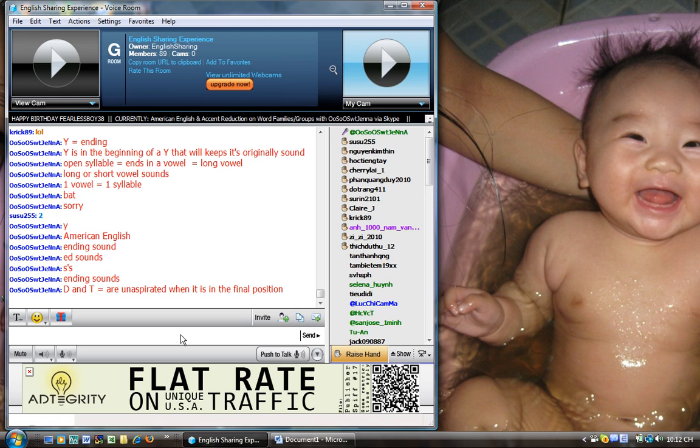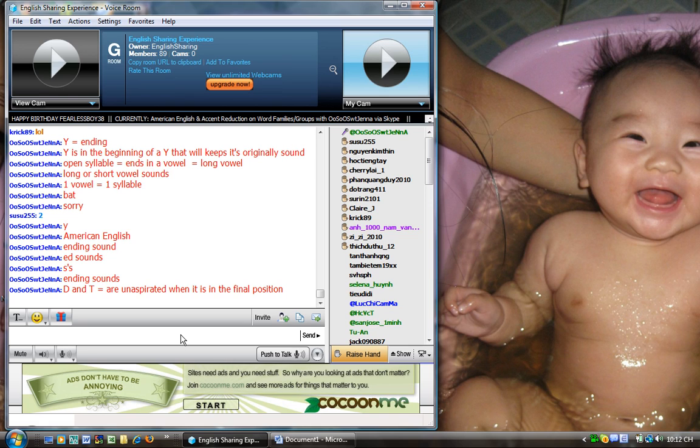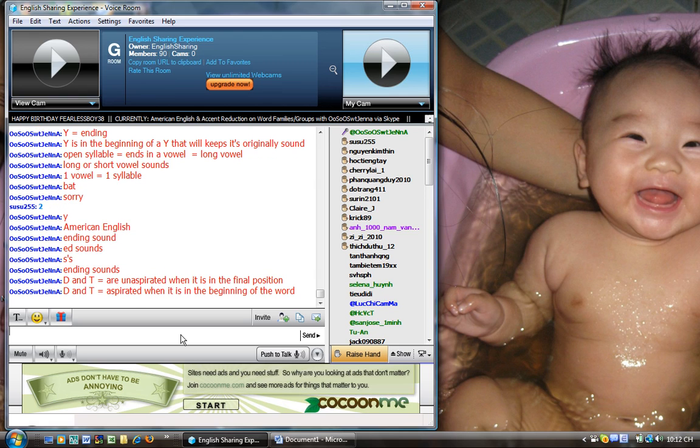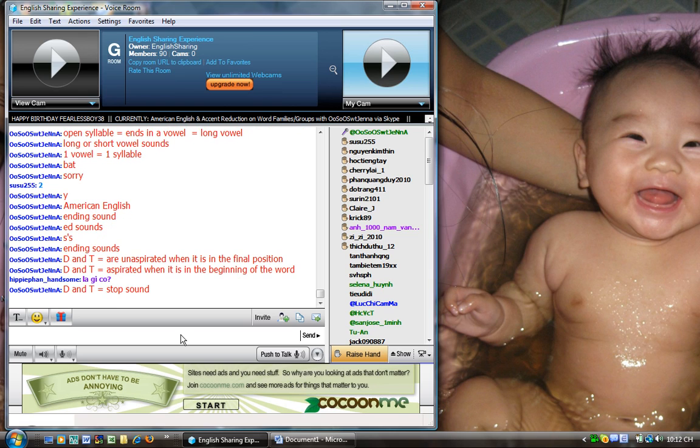Correct? We know that D and T are aspirated when they are at the beginning of the word. Correct? But if T and D are at the end of the word, we know that they are unaspirated. And we know that T and D, we call those stop sounds. Now, what are stop sounds? Stop sounds means when you create the sound, you have to stop the airflow and then continue, right? It is not a continuous sound.